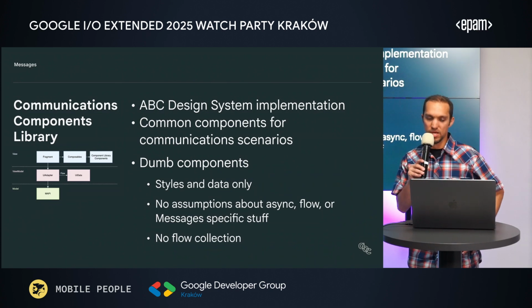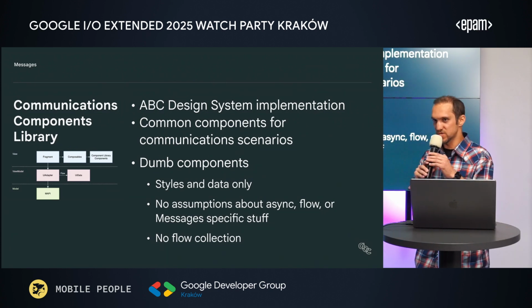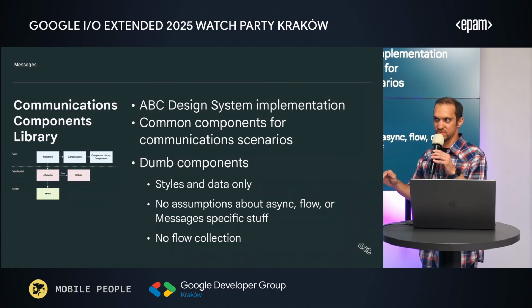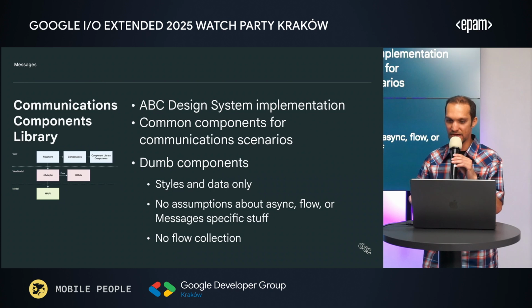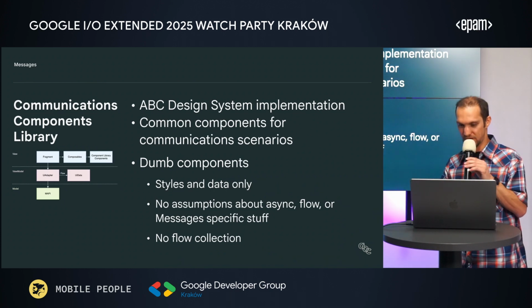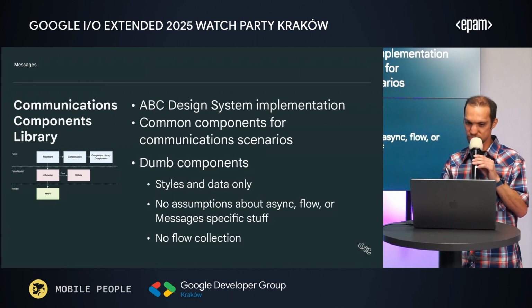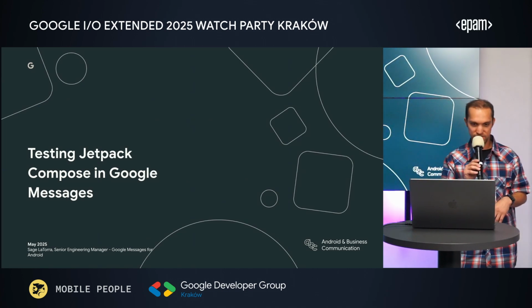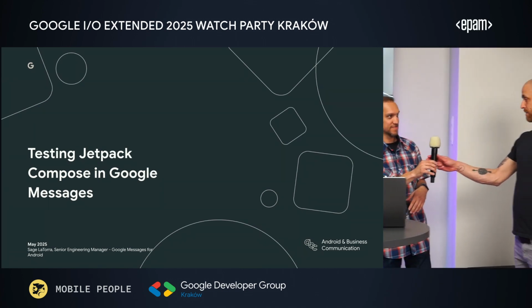the way we want it. It makes no assumptions about the underlying technology either. There's no usage of flows. There's no messages specific stuff in there. It's all very agnostic of the underlying app. And no flow code collection. So that's pretty much it for me. I'm going to hand it over to Sage, and he'll go over testing.